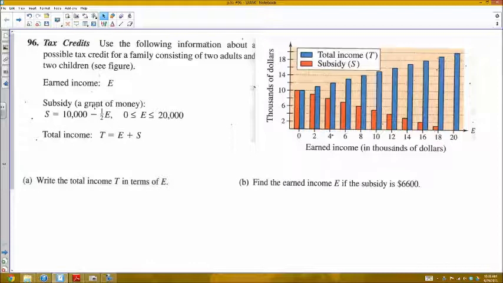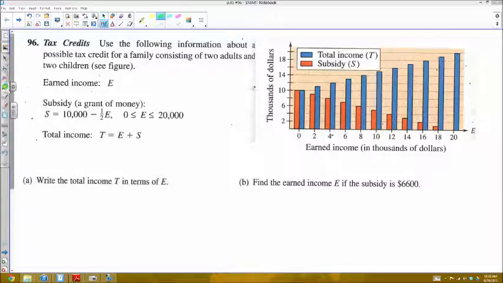The subsidy, which is basically just a grant of money, is represented by the capital letter S. And notice that the amount of the subsidy depends on what the earned income is. Something you will also see sometimes in real-world examples is that there's a restriction on the values that E can be for this subsidy. So earned income can only be between $0 and $20,000 in order to earn a subsidy.